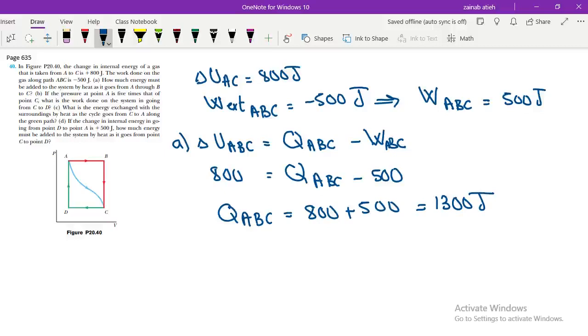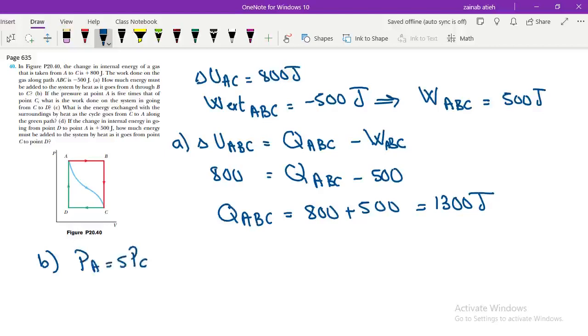Part B says, if the pressure at A is 5 times that of point C, what is the work done on the system going from C to D? Work done, he always asks for the work done on the system. We will do our normal work: we will work on the work done by the system, then deduce the work done on the system. Okay, so PA is equal to 5 PC.